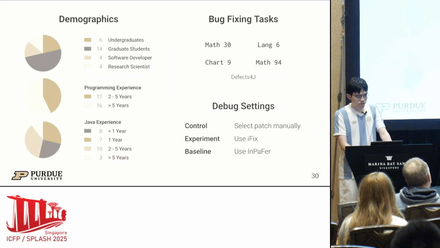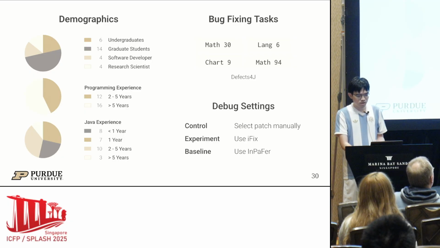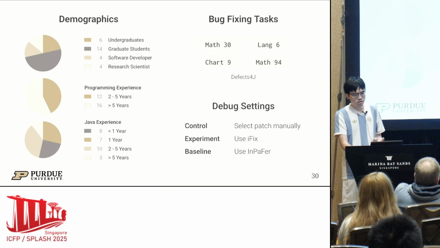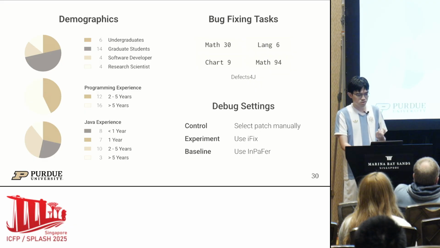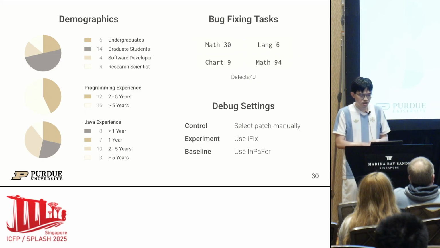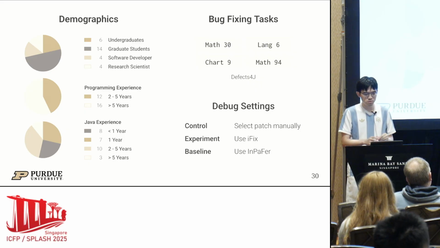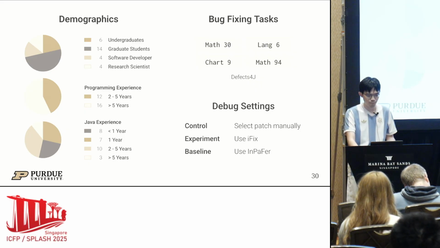We recruited 28 participants, including undergrad and grad students, software developers, and research scientists. Most of them have at least 1 year of programming and Java experience, and each participant worked on 3 out of 4 Defects4J bugs. Their tasks were divided into 3 debugging settings: manual inspection, using iFix, and using the baseline tool.